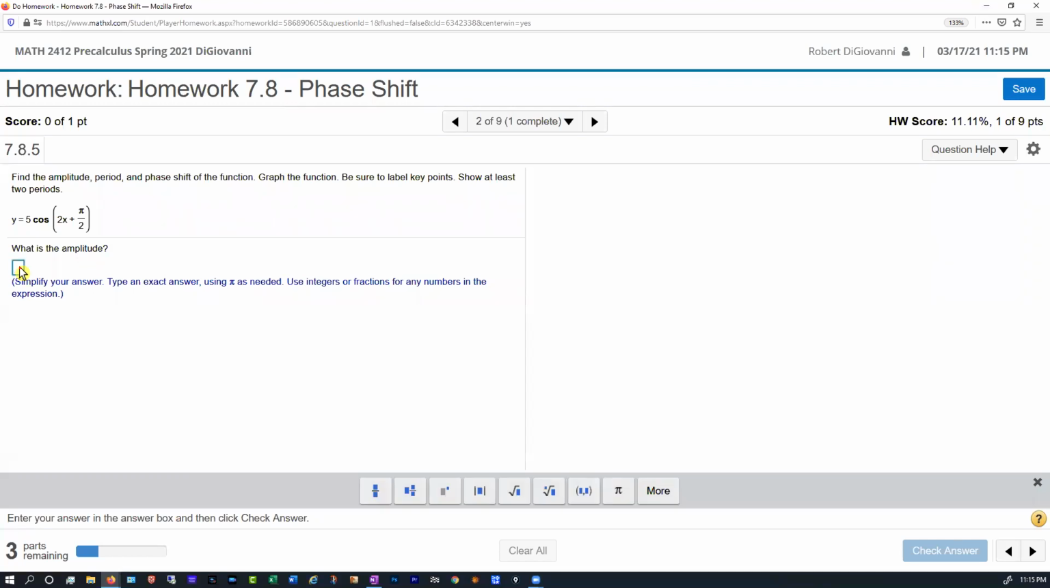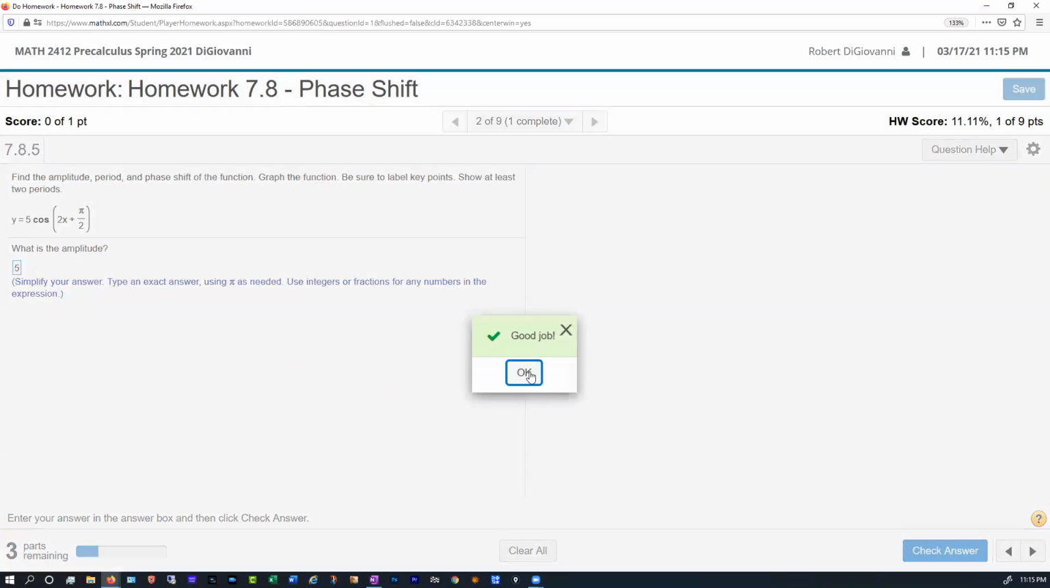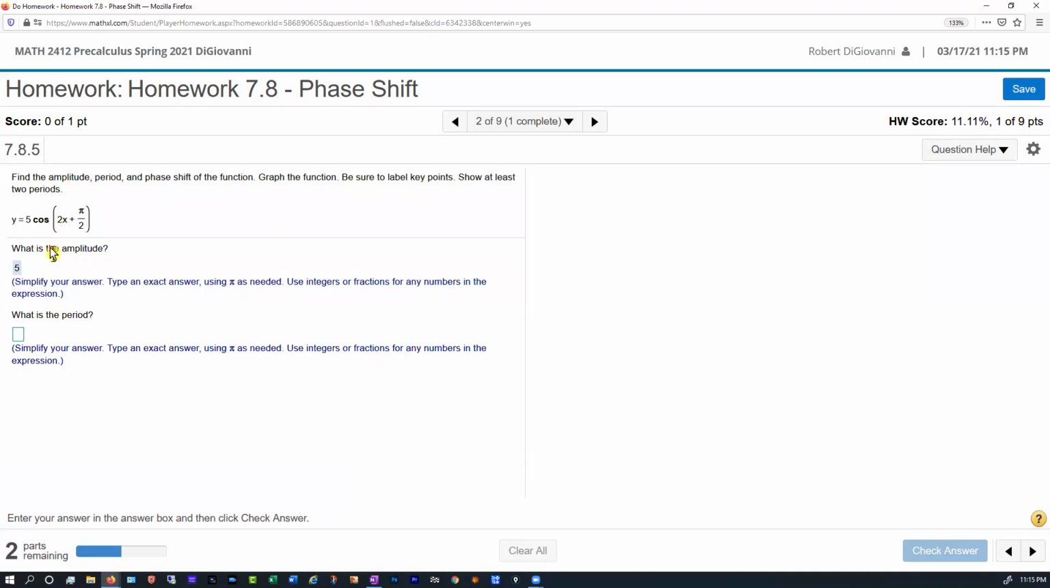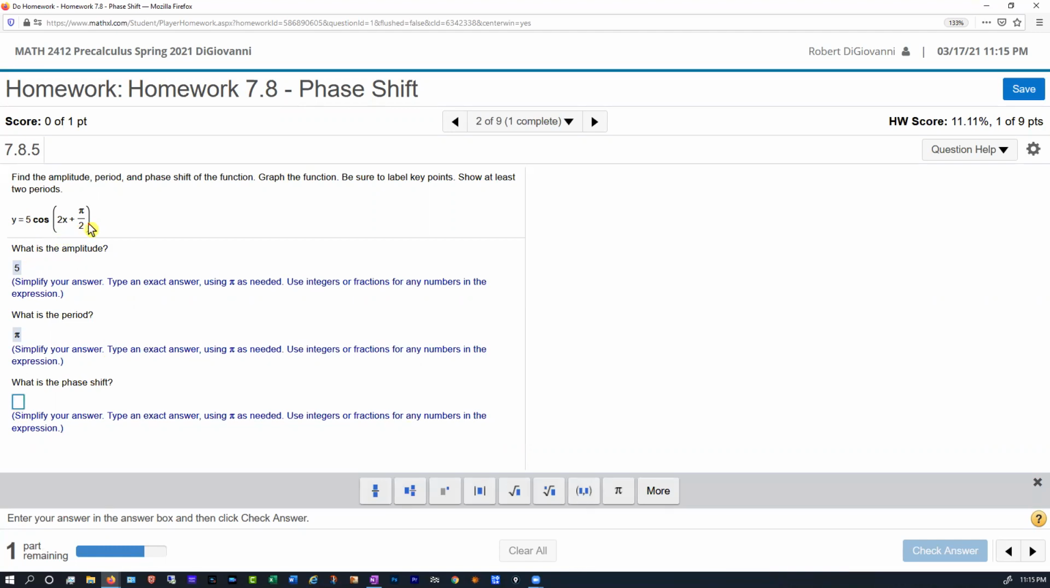Okay, what is the amplitude of this? 5, that's the number in front. Period is 2 pi over omega, which is 2 pi over 2, which is just pi. And then the phase shift, okay, so phi here is going to be negative pi over 2, and then omega is 2. So the phase shift will be negative pi over 2 over 2, which is really negative pi over 4. So it's going to be a shift to the left by pi over 4.